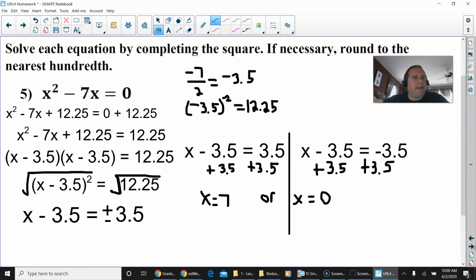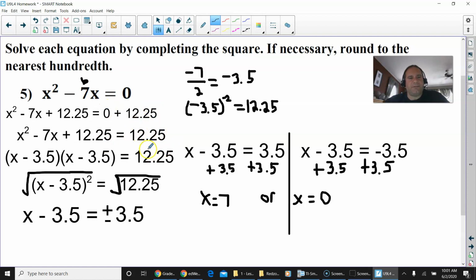Okay, so we have x squared minus 7x equals 0. You divide the -7 by 2 because the b is your -7. Right? You get -3.5, then you square it. -3.5 squared equals 12.25. You add that on both sides, and you get x squared minus 7x plus 12.25 equals 12.25.